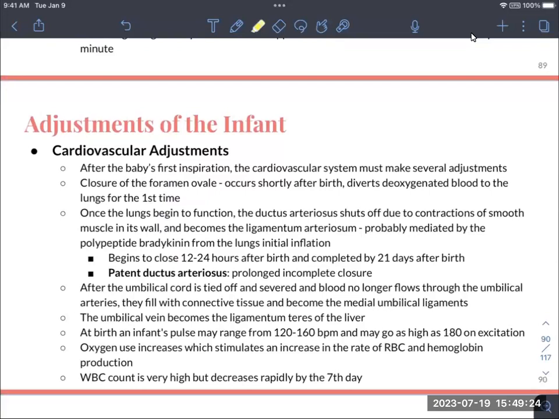Cardiovascular system. So that cardiovascular system has to make several adjustments. That foramen ovale, that opening between the right and the left atria, it closes shortly after birth. So it takes that deoxygenated blood to the lungs for the first time. So those lungs start to function. That ductus arteriosus between the aorta and the pulmonary trunk closes off. That becomes a ligamentum arteriosum.